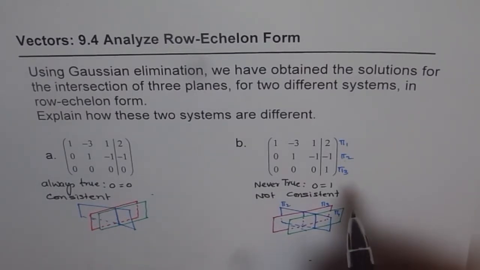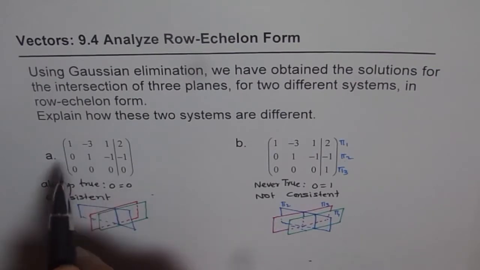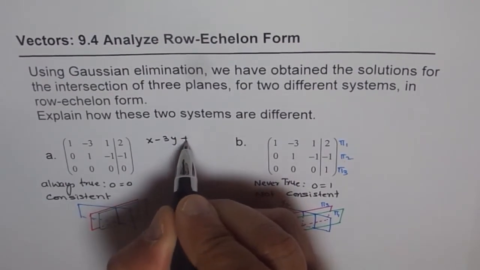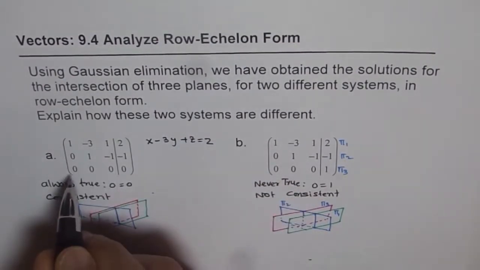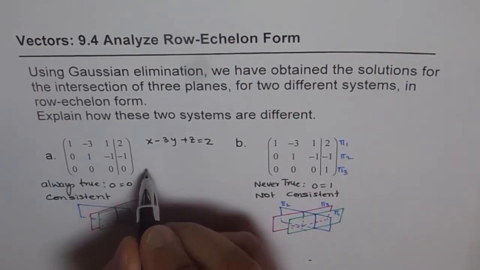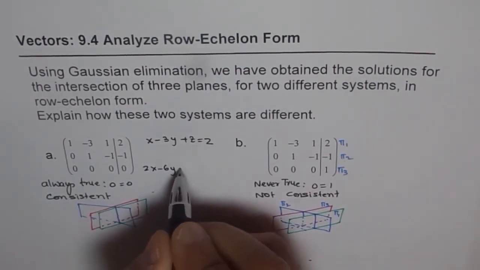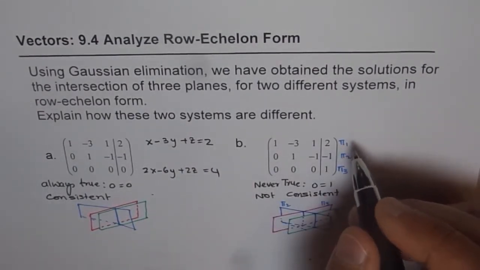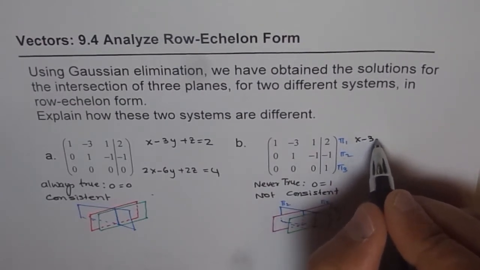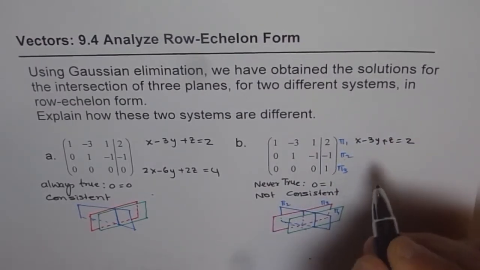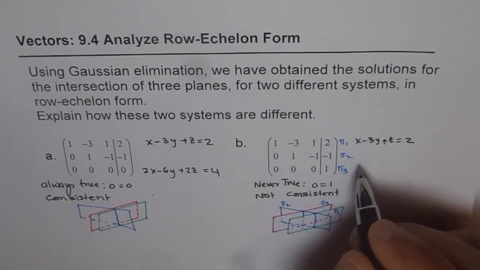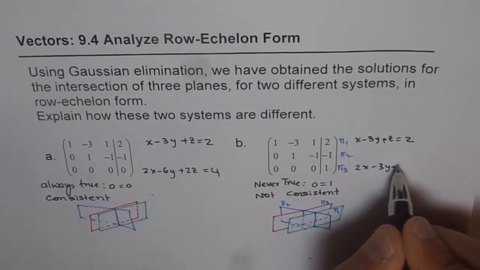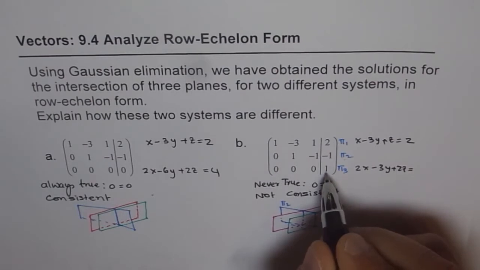Now, you could also write probable equations for these planes. For example, the equation for this plane could be x minus 3y plus z equals 2. And for this plane, we could have a scalar multiple of this, say 2x minus 6y plus 2z equals 4. In this other case, the equation is x minus 3y plus z equals 2, and if I multiply this by 2, I get 2x minus 6y plus 2z equals, now this is 1 more than 4.